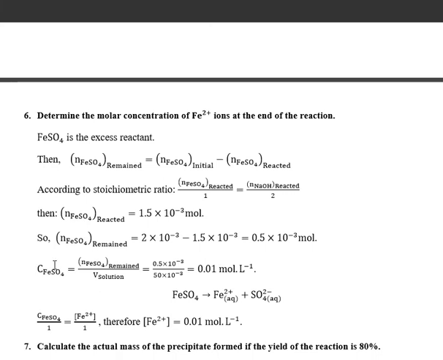Now, to deduce its concentration, you have to use the rule: number of moles divided by the total volume of the solution, which is 50. So the remaining number of moles is 0.5 times 10 power minus 3 divided by the total volume of the solution, which is 50 times 10 power minus 3. So the final answer is 0.01. From FeSO4, you can deduce the concentration of Fe2+ in the final solution according to the ratio of the dissociation equation. So the concentration of Fe2+ is equal to 0.01 mole per liter.